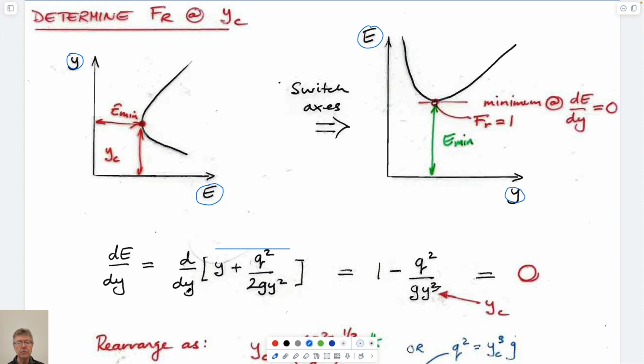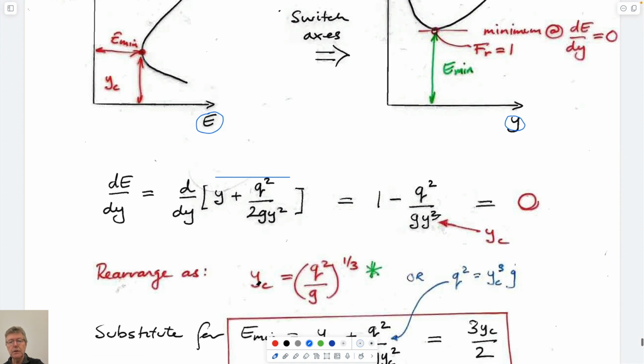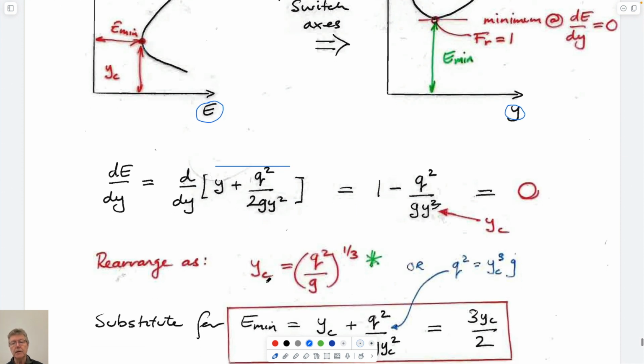If we differentiate it with respect to y, apparently we get 1 minus q squared over g y cubed. We set it equal to 0 because that's the gradient, and it turns out that this minimum value, this critical depth of flow, is equal to the cube root of q squared over g, kind of as a standard result.